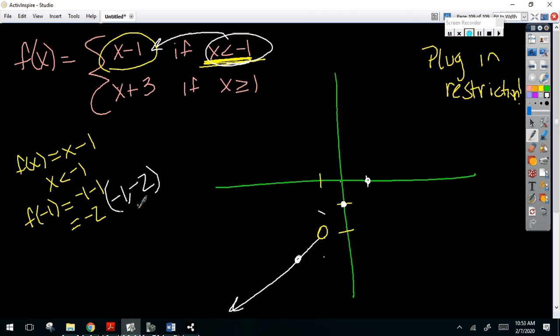Same graph. The two pieces together make up the one function. That's why it's called piecewise. It's a piece of this graph and a piece of this graph.